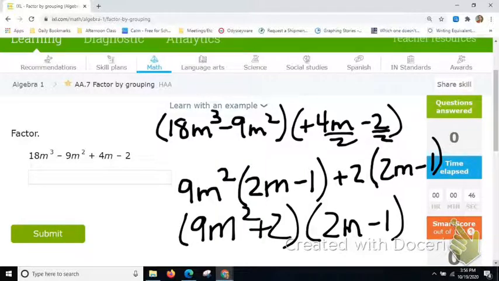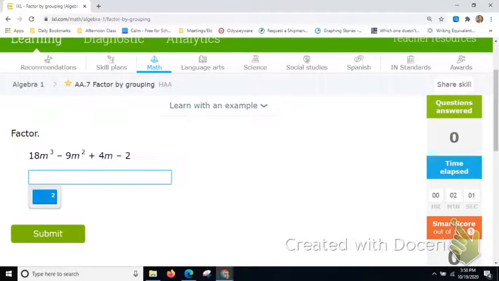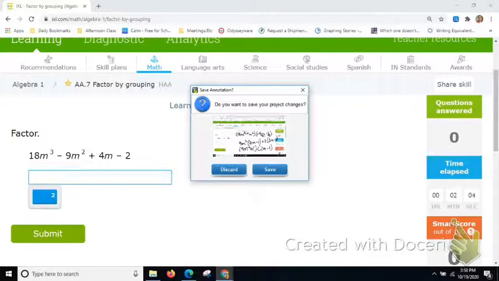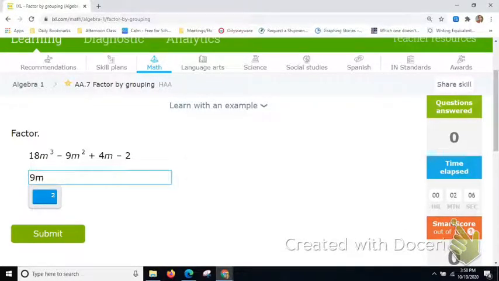So 9m squared plus 2, oh, I need my parentheses. Plus 1, and then 2m minus 2.